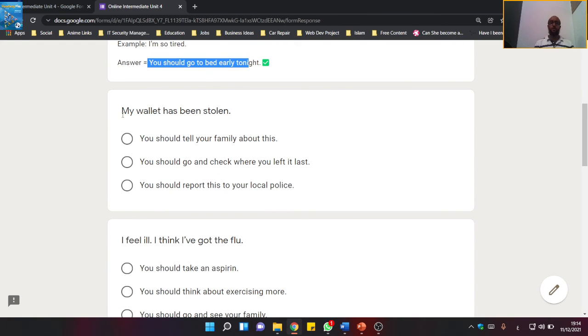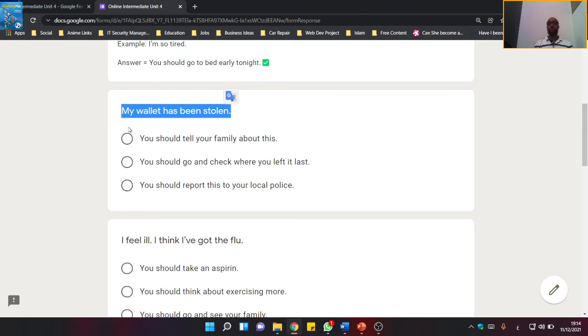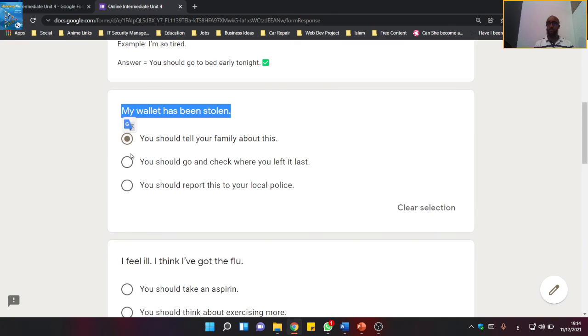Okay, so the first one says, my wallet has been stolen. So somebody stole his wallet. So what should be your advice to him or her? Should you say you should tell your family about this, or you should go and check where you left it last, or you should report this to your local police? Okay, so what do you think, guys?